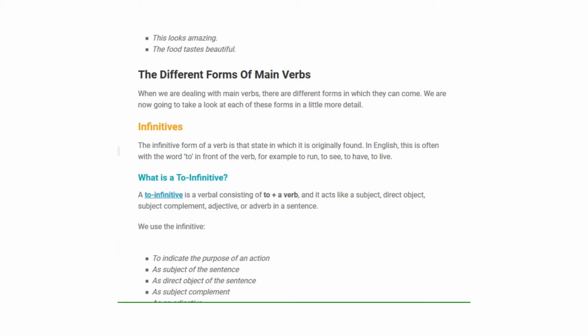What is a to infinitive? A to infinitive is a verb consisting of to plus a verb, and it acts like a subject, direct object, subject complement, adjective, or adverb in a sentence.